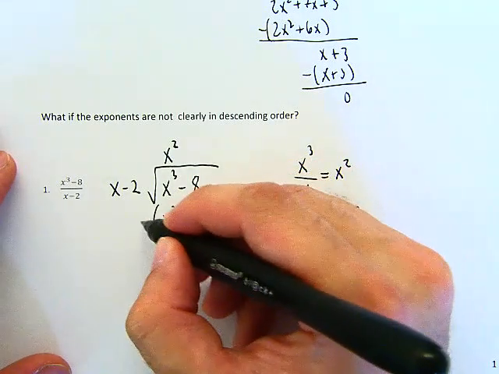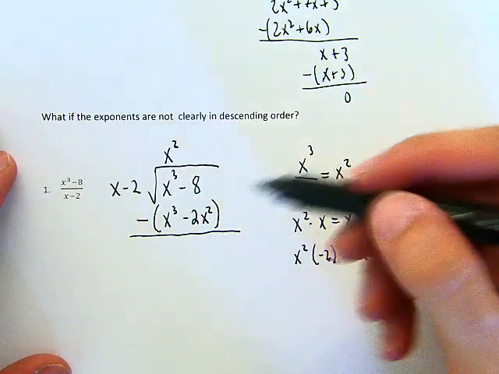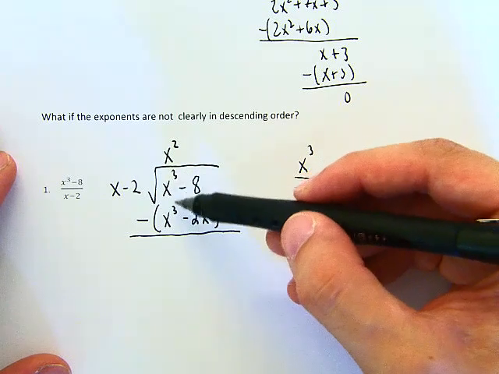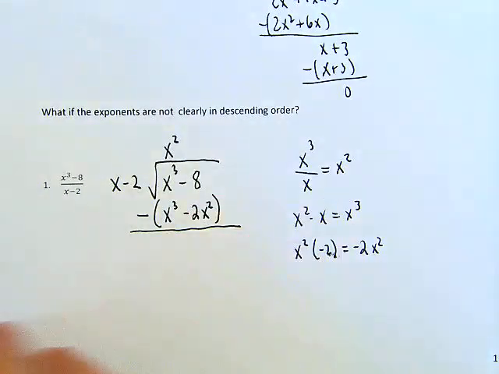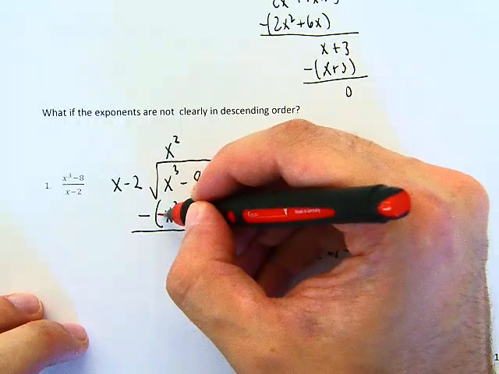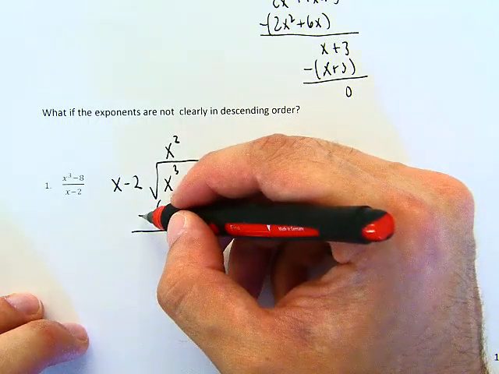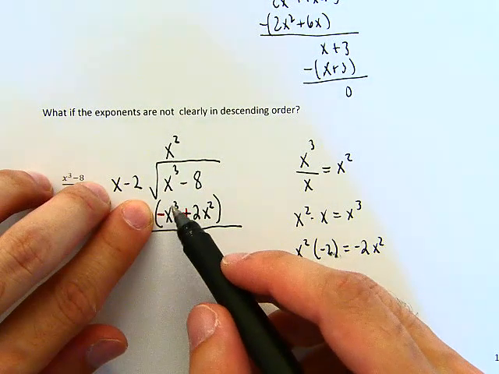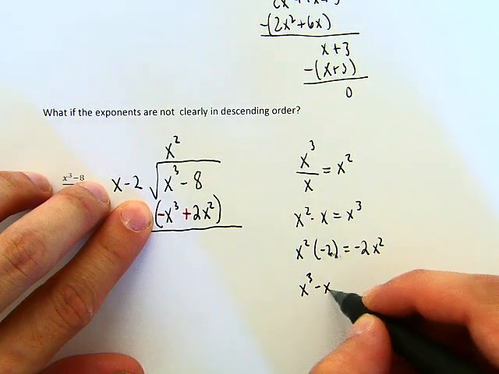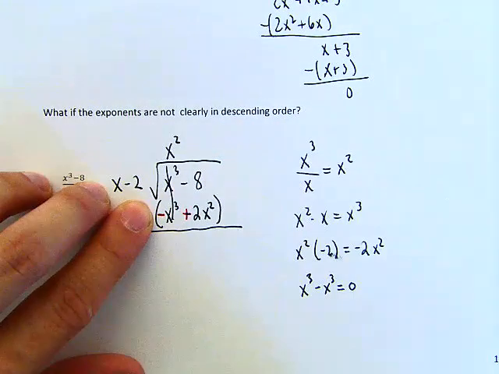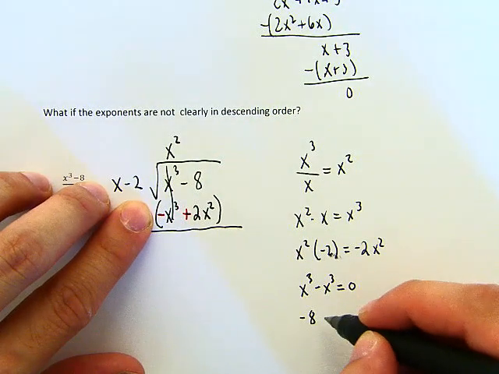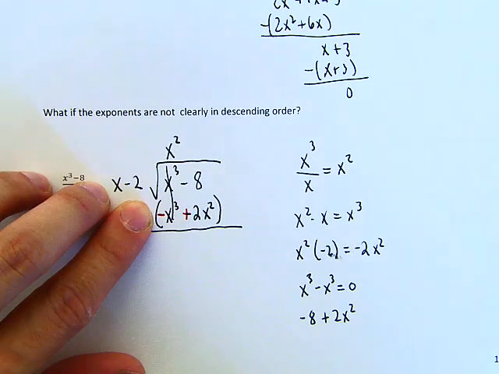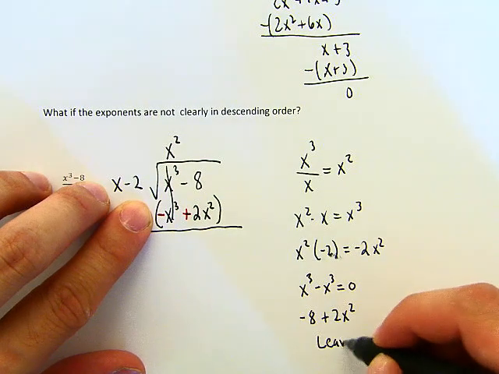Now when we do parentheses, subtract, notice the x cubed terms are in descending order. Can I combine these like terms? This is going to be negative, and what happens to this? Negative times negative is positive. Can I combine these two? Yes, x cubed minus x cubed cancels. But can I do negative 8 plus 2x squared? I can't. So you leave it.